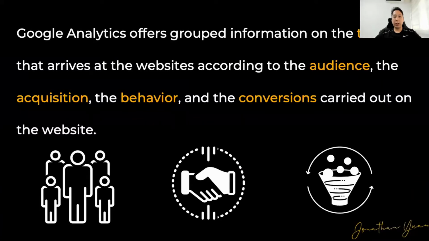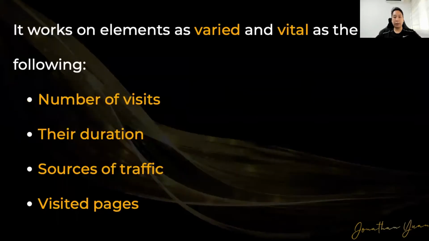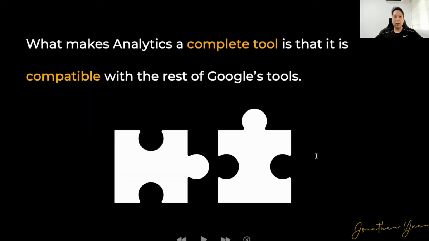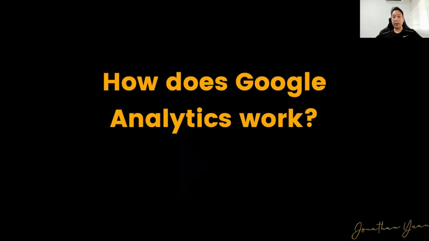Google Analytics offers grouped information on what arrives at the website, according to the audience, the acquisition, the behavior, and the conversions carried out on the website. It works on elements as vital as the following: the number of visits, their duration, the sources of traffic, as well as visitor pages. It will give you a lot of information, and this will really help you to make your decisions correctly. What makes Analytics a complete tool is that it's compatible with the rest of the Google tools.